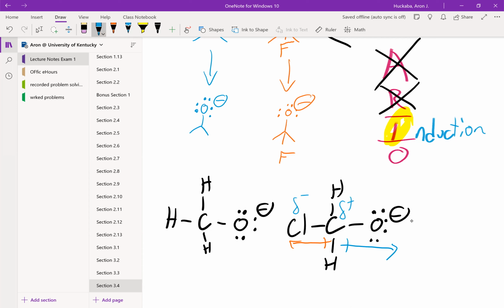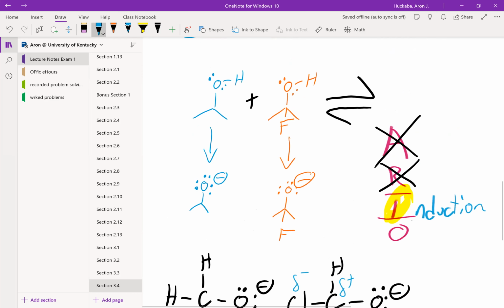And there will be a larger dipole moment that happens going the other way. And so since you have this stabilizing partial positive charge here, you will in fact get a more stable conjugate base, which means of these two, the acid in this reaction will be the one that has induction, the orange one.